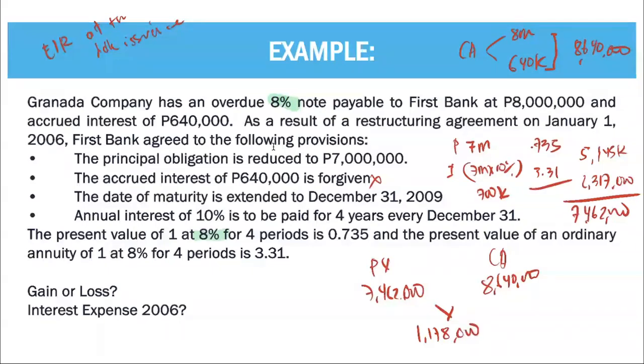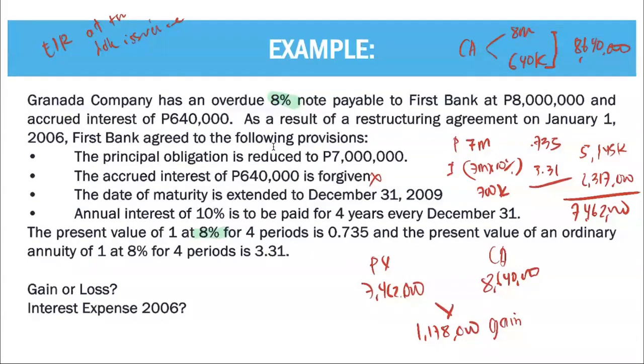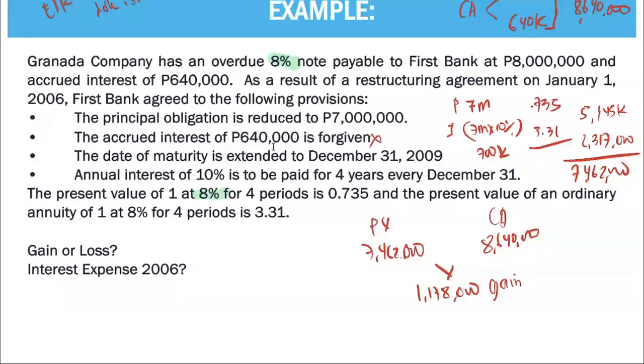If this is your liability, you will only change it to 7,462. We have a gain on extinguishment. So let's see if we can recognize that gain or loss. Sir, how do we check? You check whether it is substantial or not substantial. So get the gain and divide it by the carrying amount. The gain is 1,178,000 and the carrying amount is 8,640,000. What is the percentage? The percentage is 13.63%. Therefore, this is substantial.